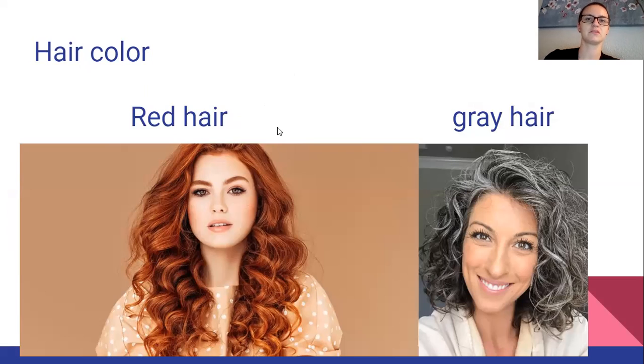So if you're good with colors and you know, hey, that looks kind of orange, we usually don't say orange when we talk about people's hair. We will say red, even if it looks a little bit orange. So we call this red hair. Gray hair right here, you could also have, so sometimes older people will have white hair.